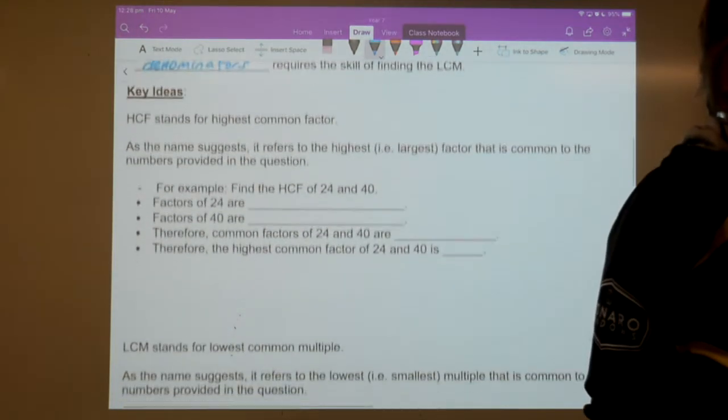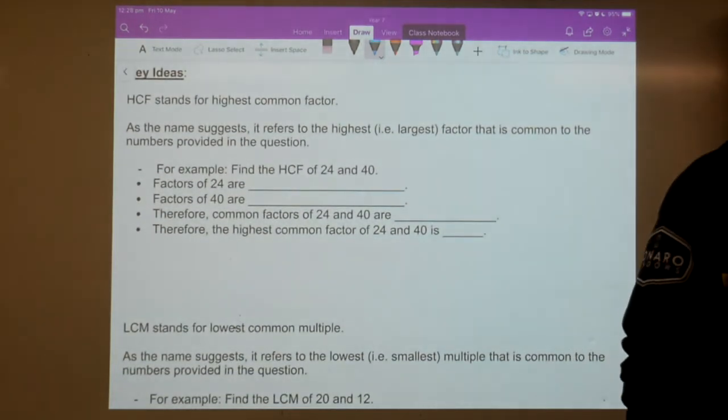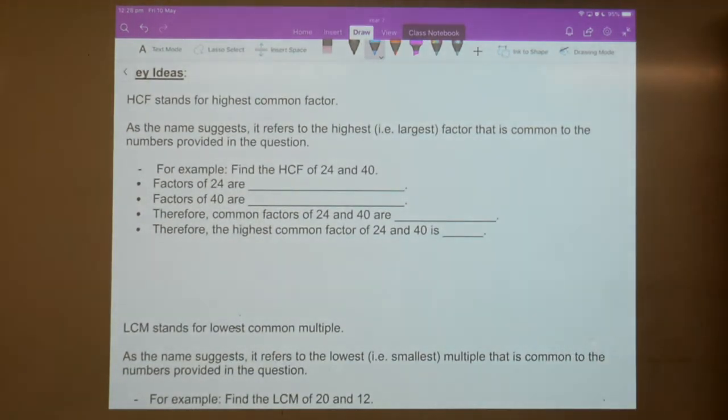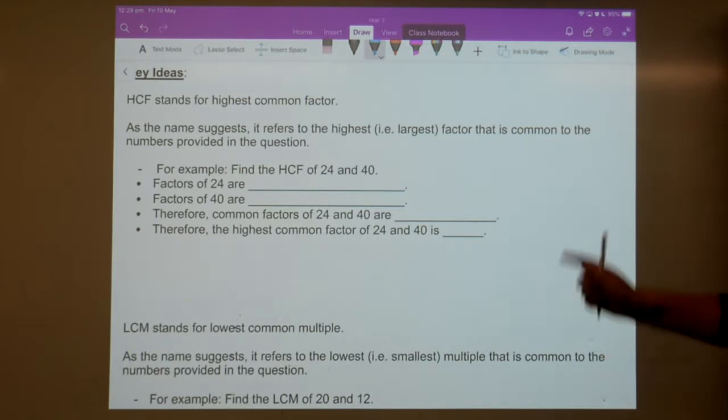Right, here's our key ideas. So HCF is highest common factor. Rather than writing out the three words, highest common factor, pretty much from here on out, we're just going to use those 3 letters, HCF. It shortens it. That's something we like to do in maths. There's a health fund that has those letters, but we're using it for highest common factor.